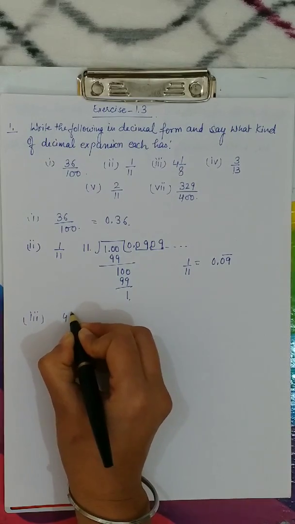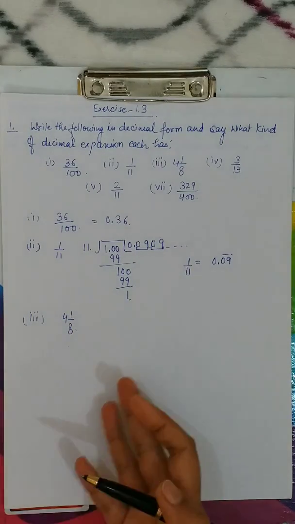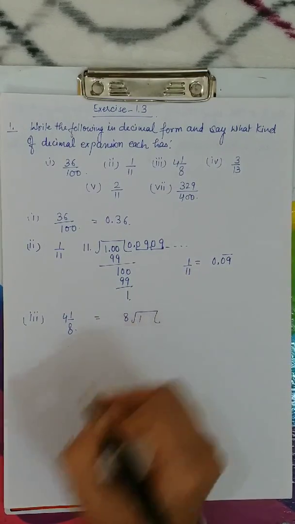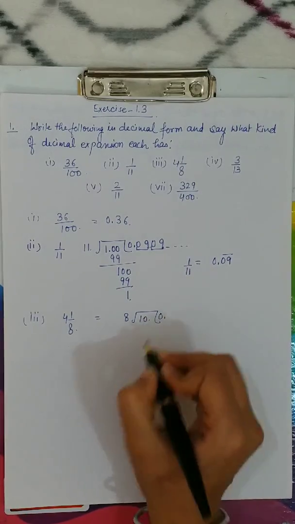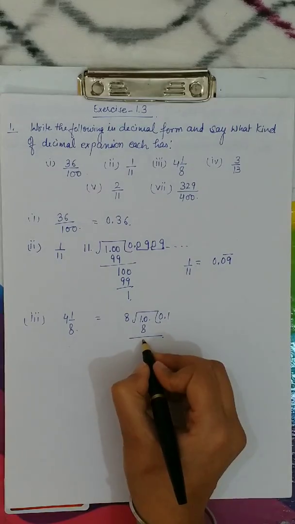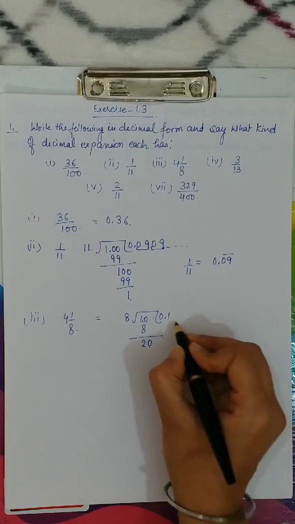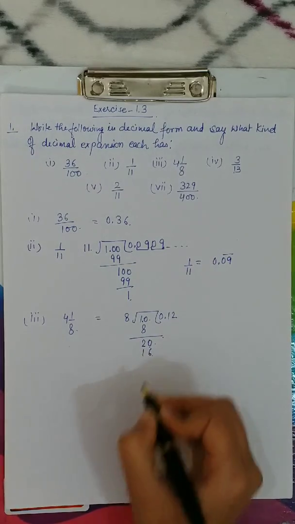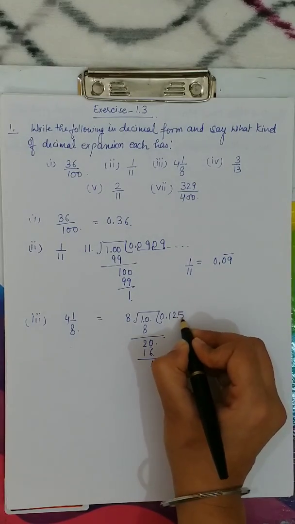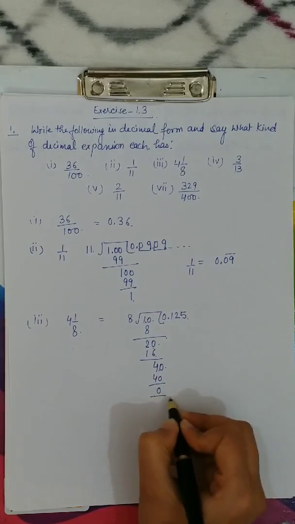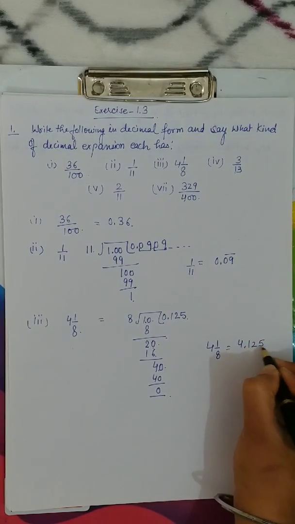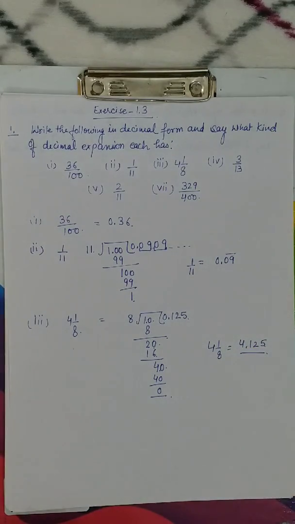The third is the decimal expansion of 4 1 by 8. 4 already is there, so we have to find the decimal expansion of 1 by 8. Put the decimal. 0, 8 ones are 8, 2 is the remainder, 0, 8 twos are 16, 4 is the remainder, 0, 8 fives are 40. So here the remainder is 0. So the decimal expansion of 4 1 by 8 is 4.125. Clear?